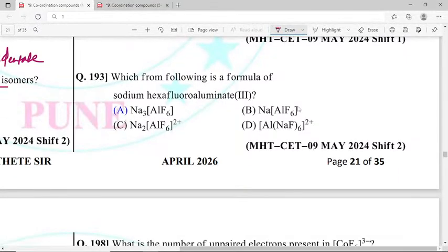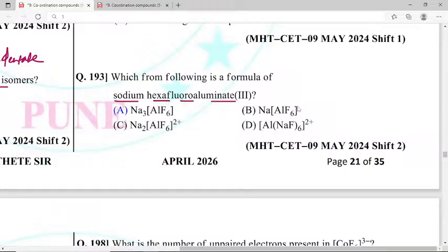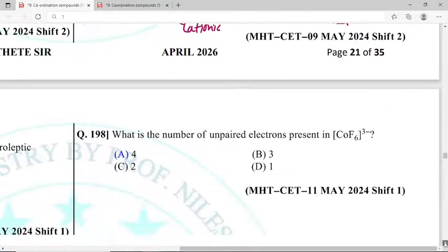Which of the following is the formula of sodium hexafluoroaluminate? Aluminate stands for an anionic complex. This one is cationic, this is again cationic. With the naming ending in -ate, it should be anionic. So Na3AlF6 is the anionic complex because the complex carries a negative charge.